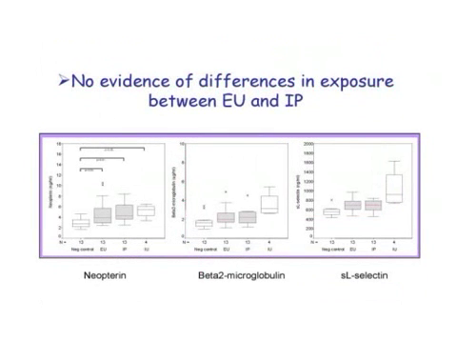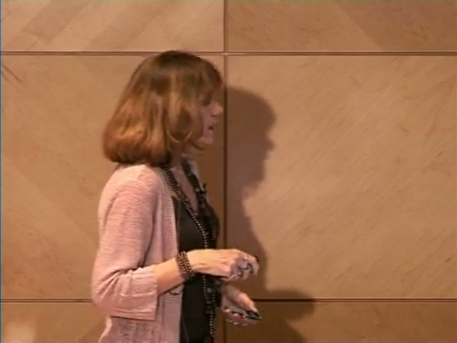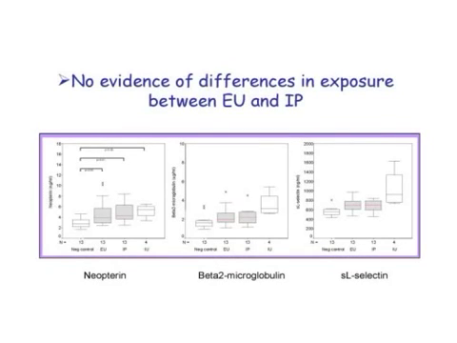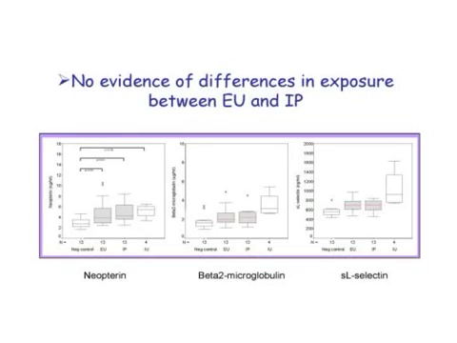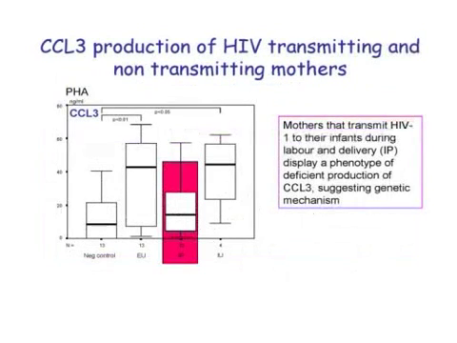So the question we asked is, is there something that's different about the exposures between these two groups that would account for why these infants are producing less? In a way, they look like the controls. It's almost like they haven't had this ability to produce more. Or is there some inherent inability to produce that chemokine, which could be because of host genetics? So the first thing we did, we found no evidence really that there's any difference of exposure between your exposed uninfected and your intrapartum infected infants.